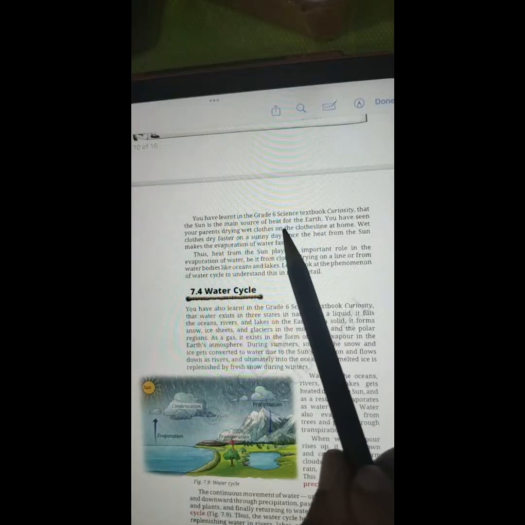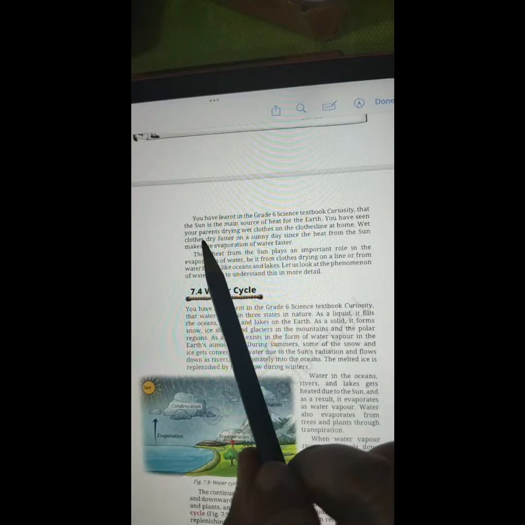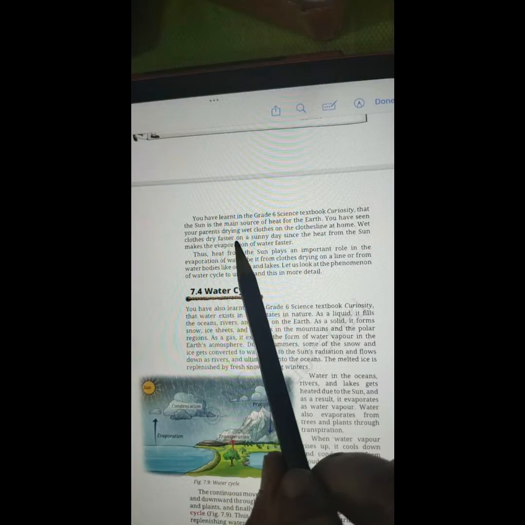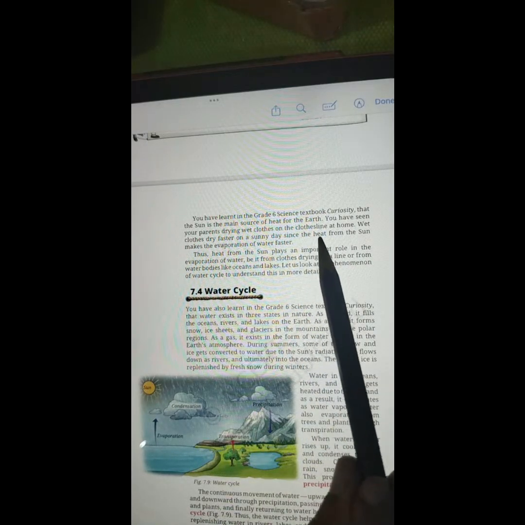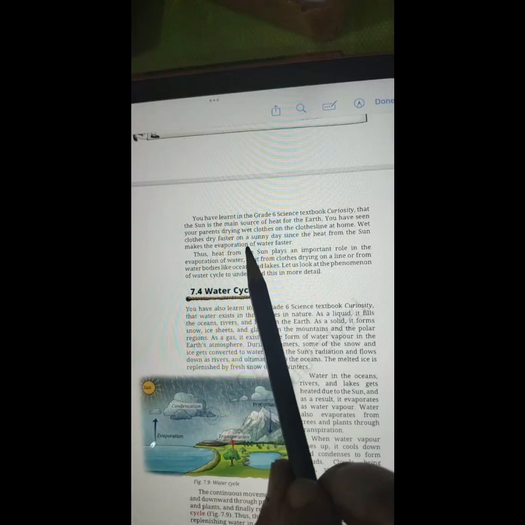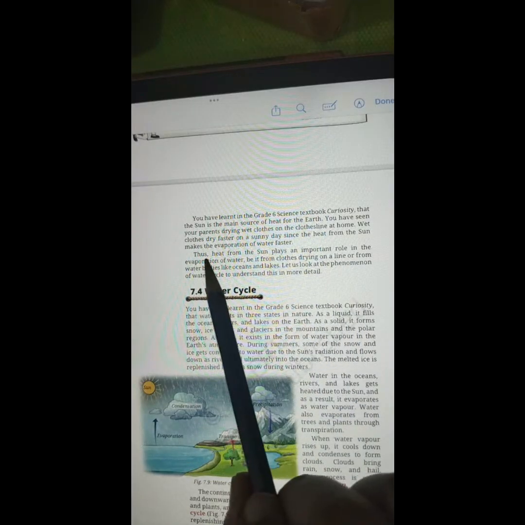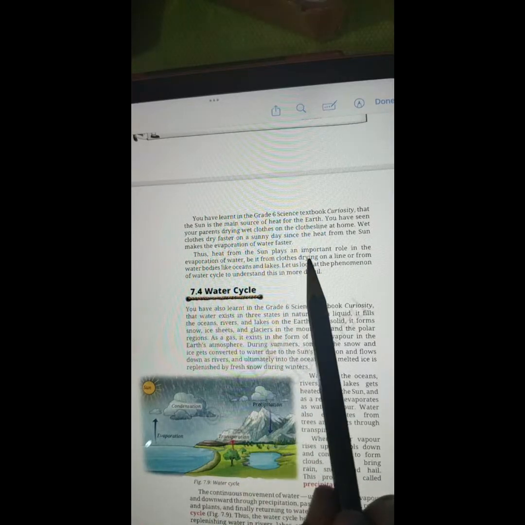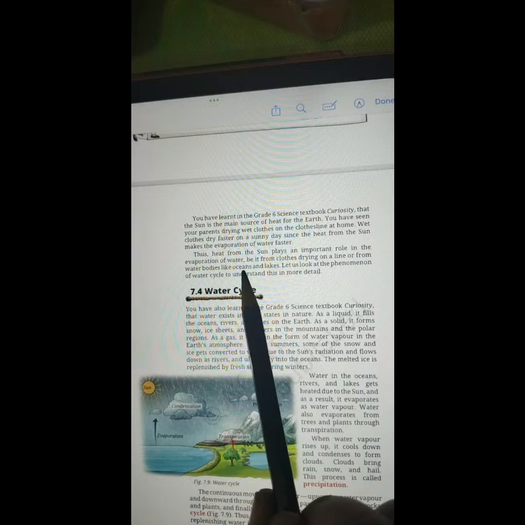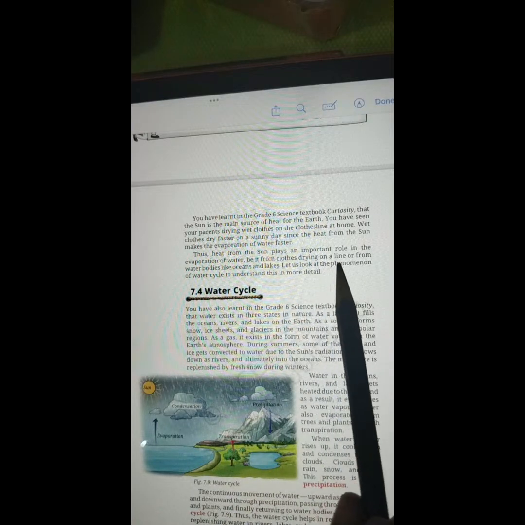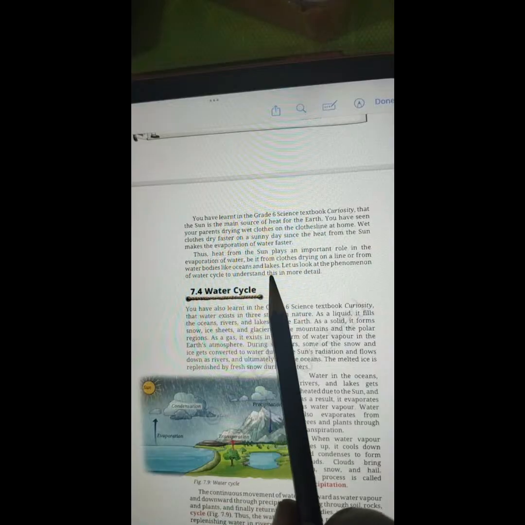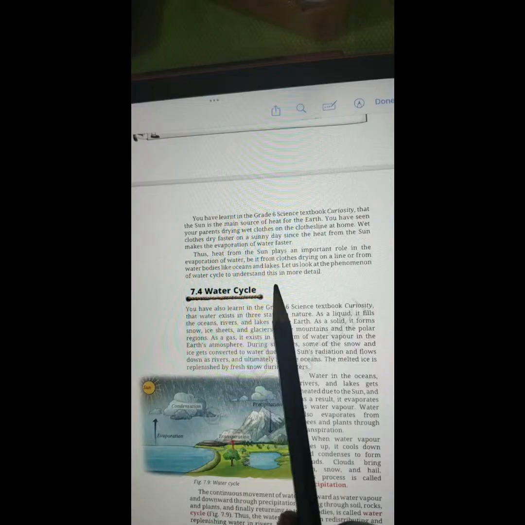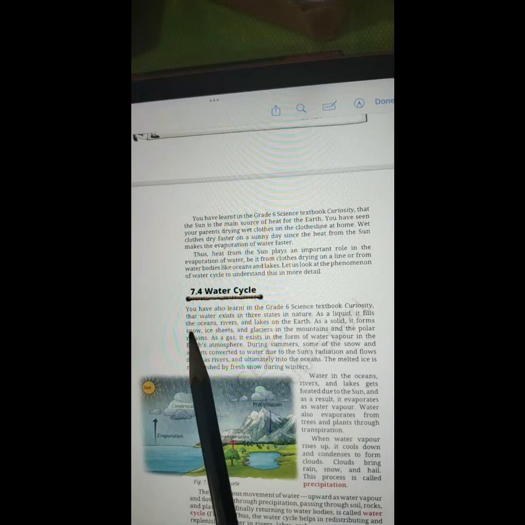You have learned in the grade 6 science textbook Curiosity that the sun is the main source of heat for the earth. You have seen your parents drying wet clothes on the clothesline at home. Wet clothes dry faster on a sunny day since the heat from the sun makes the evaporation of water faster. Thus, heat from the sun plays an important role in the evaporation of water, be it from clothes drying on a line or from water bodies like oceans and lakes. Let us look at the phenomena of water cycle to understand this in more detail.